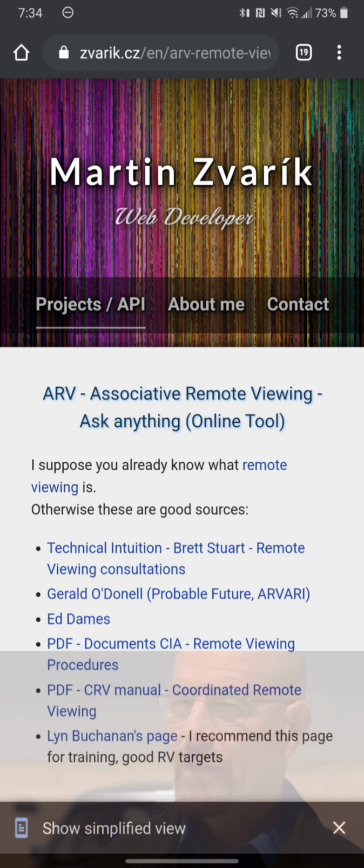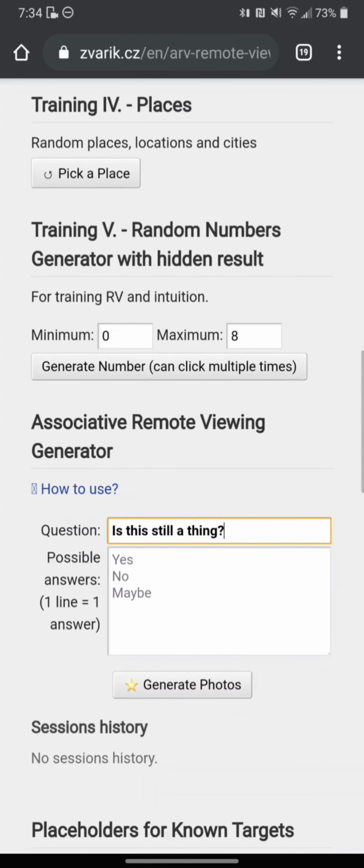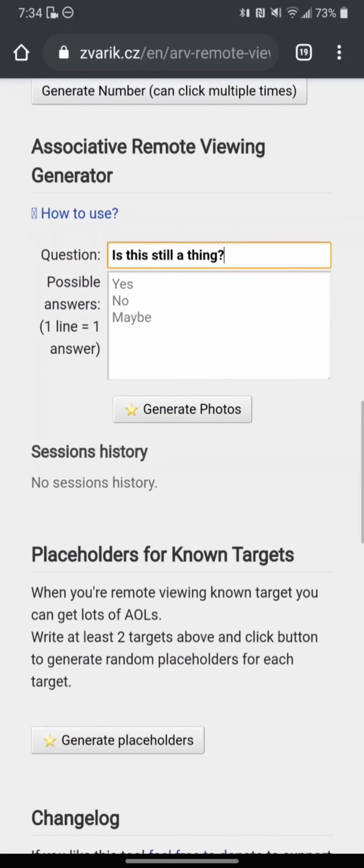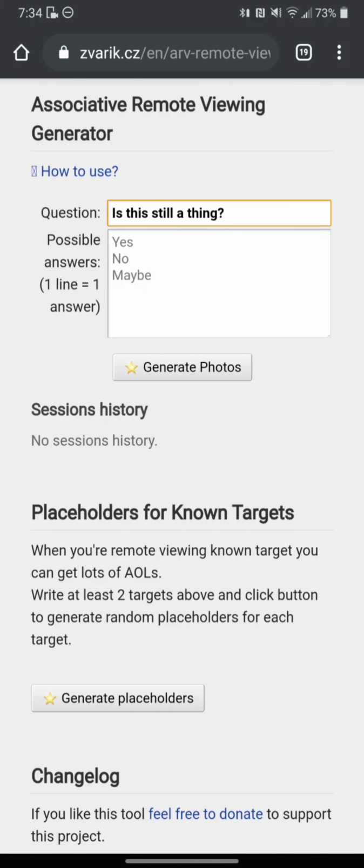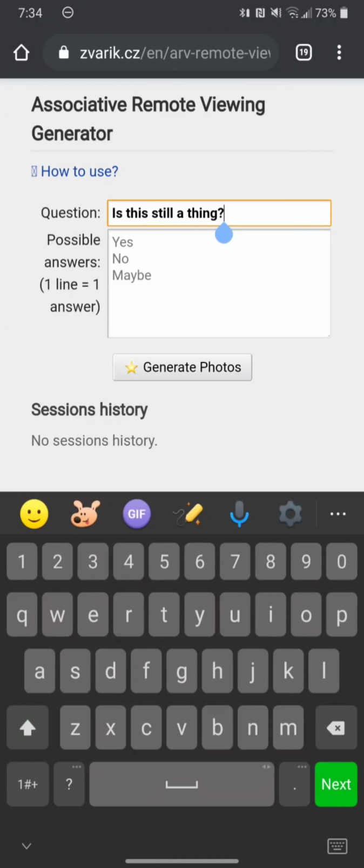Well, there are a lot of different options on the site for training different types of talents. However, the one that is of most interest to us is the Associative Remote Viewing tool. Remote Viewing Tournament is a type of associative remote viewing with only two options. Here is the Associative Remote Viewing generator. You can enter in any question that you want, and unlike Remote Viewing Tournament, you can have more than one answer.